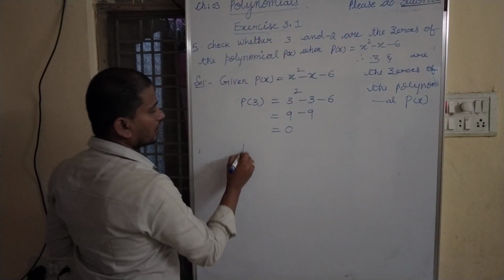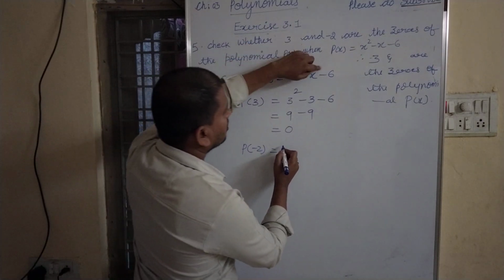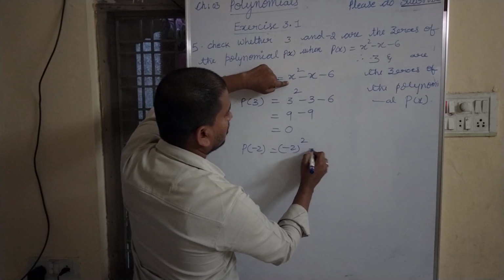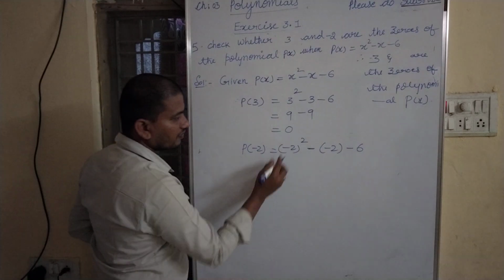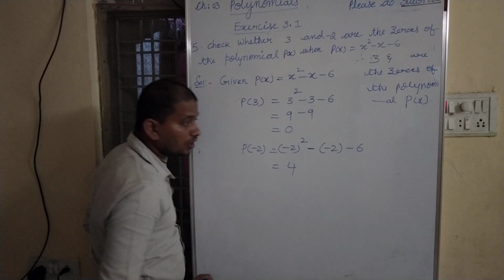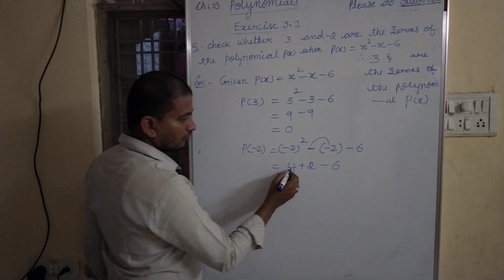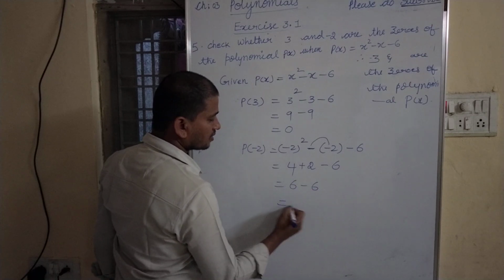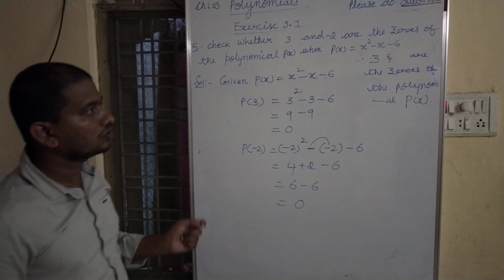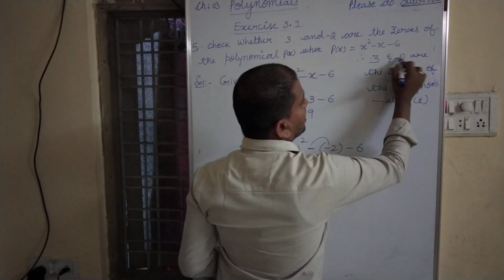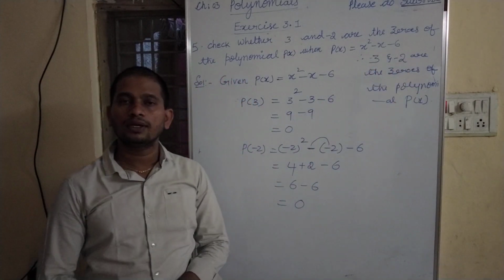Now let us find out at minus 2. Put x equal to minus 2, that is minus 2 whole square minus of minus 2 minus 6. Minus 2 whole square is 4, 2 2s are 4, and minus into minus is plus 2, minus 6. 4 plus 2, 6, minus 6, 0. So at 3 and minus 2 we got 0 only. Therefore we can say that 3 and minus 2 are the zeros of the polynomial p of x.